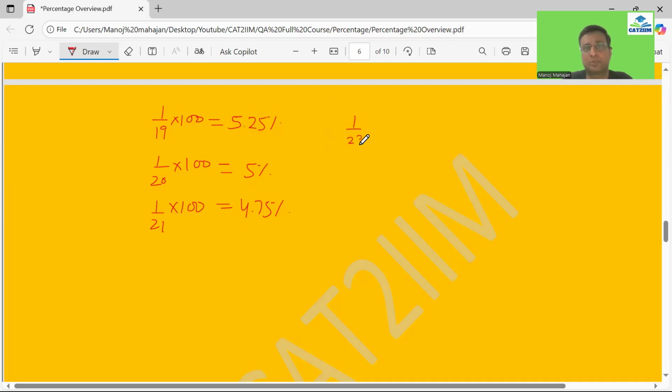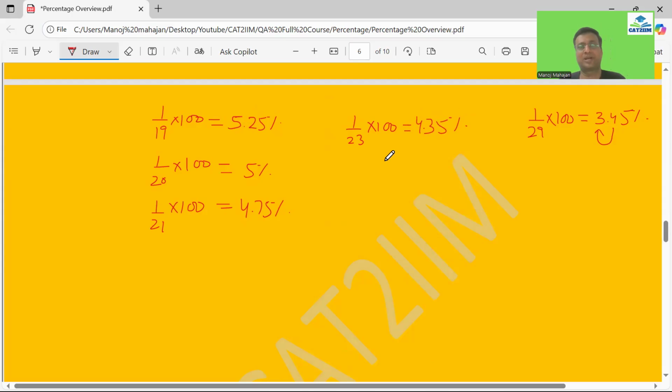Now, when you come to 1 upon 23, interestingly, you can remember this with 1 upon 29. So what is 1 upon 29? It's a series 3, 4, 5. Pretty easy to remember. Just swap 4 and 3. So you get 1 upon 23.